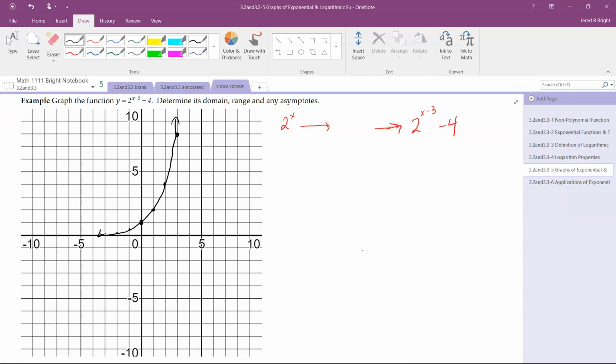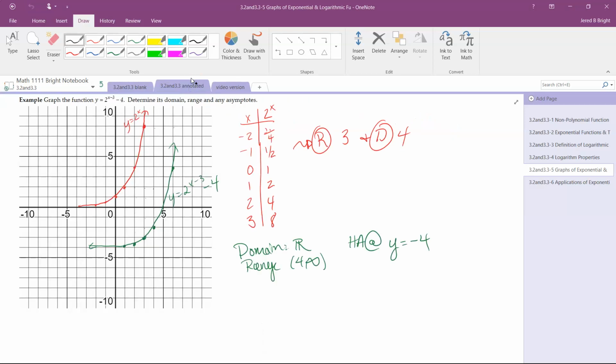Okay, I'm going to show you the completed graph. Ignore the domain and range for now, but this is what it looks like. All I had to do was recognize that I shifted right 3 and down 4, and so I took each of the points right 3 and down 4, and got my final graph.